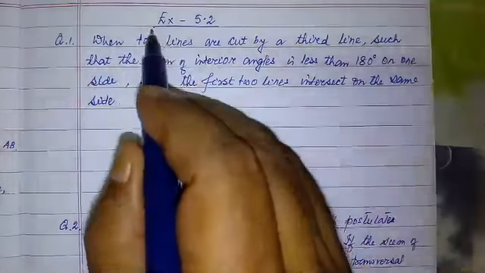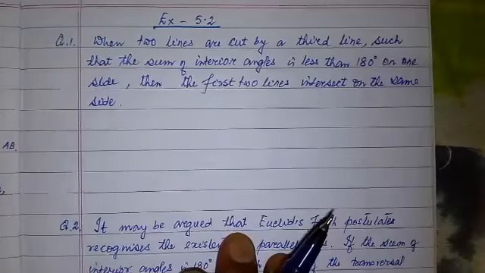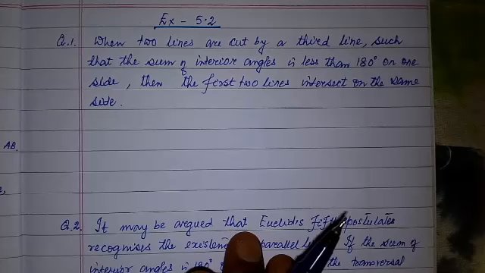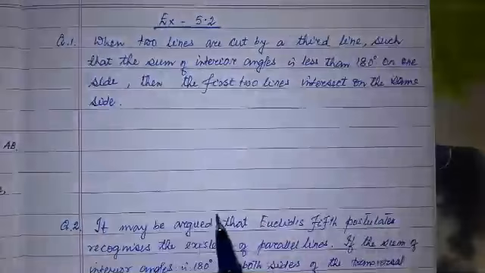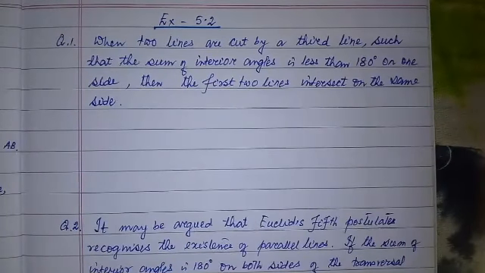Now exercise 5.2. Textbook exercise 5.2. Question number 1, how would you rewrite Euclid's fifth postulate so that it would be easier to understand? In this fifth postulate, we get the idea of parallel lines and intersecting lines.